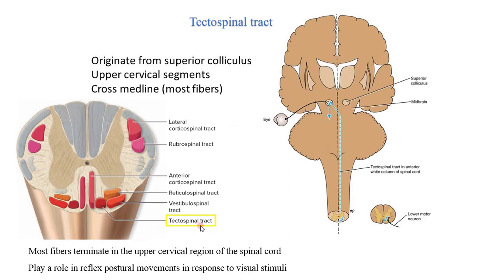It gets its name because it originates from the superior colliculus, which is in the tectum of the midbrain. It decussates at the upper part of the tegmentum of the brain and makes its way down through the pons and medulla to end up at the anterior fasciculus, close to the anterior median fissure. Most fibers terminate in the upper cervical region of the spinal cord and are believed to play a role in reflex posture movements in response to visual stimuli.